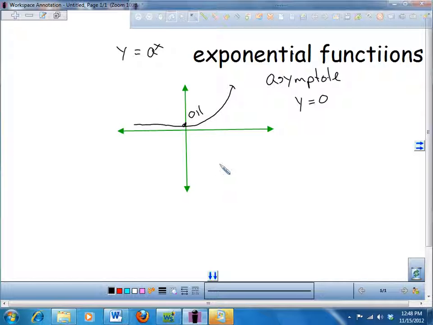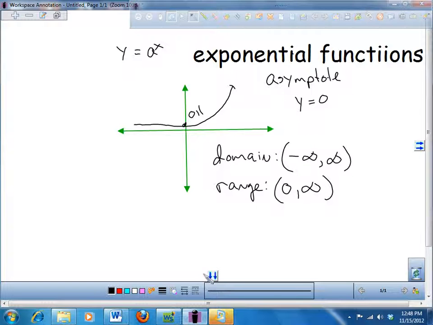They have a domain. Who could tell me the domain of this particular exponential function? It goes from negative infinity up to infinity. And the range goes from where? Not 1, because it's greater than 0. So it would go from 0, not including 0, up to infinity like that. So that's one way of writing the domain and range.